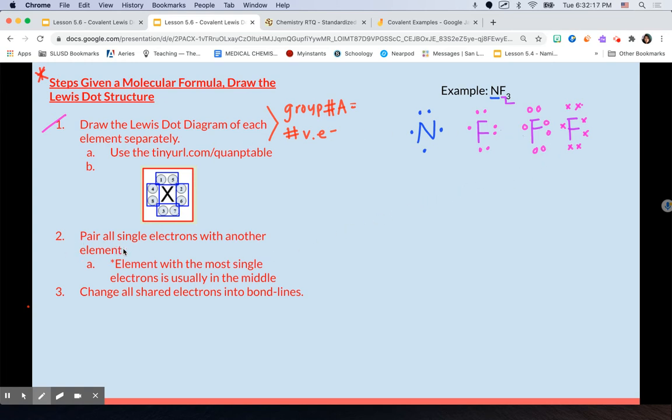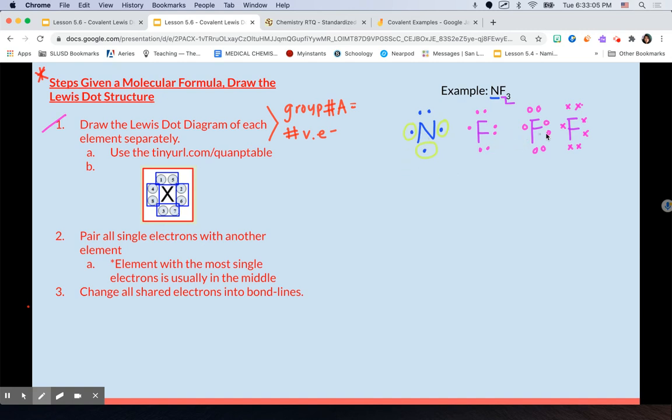Step 2 says to pair all the single electrons with another element, right? So I want you to notice that for N, for example, this top one, these two are paired up. So I'm looking at the top, the left, the right, and the bottom. So this top one is paired up, but my left, my right, and my bottom only have 1 electron. So each one of these are missing 1 electron. So they're going to bond with these Fs. So notice that there are 3 single electrons and 3 Fs, right?